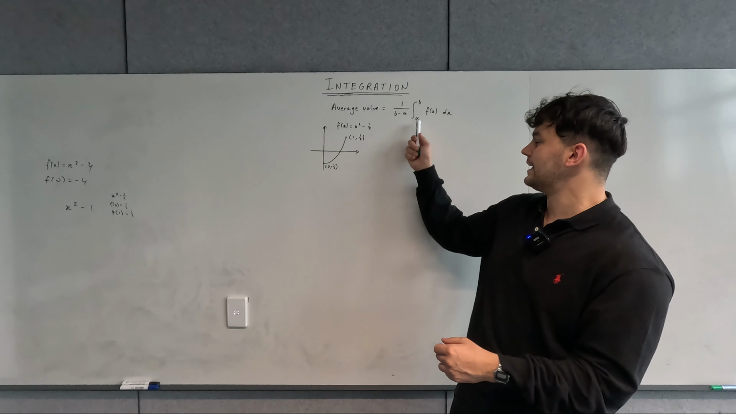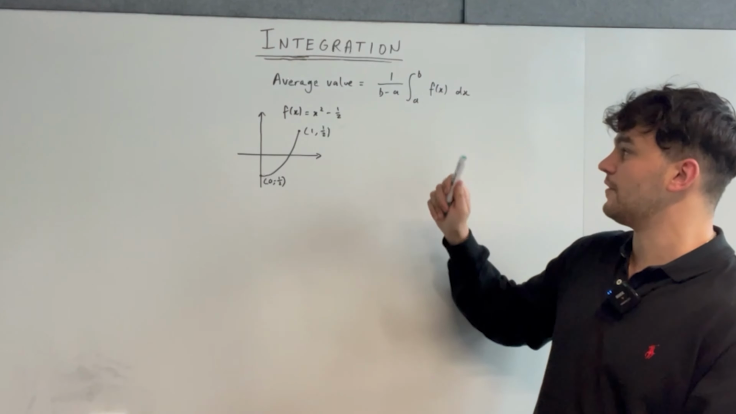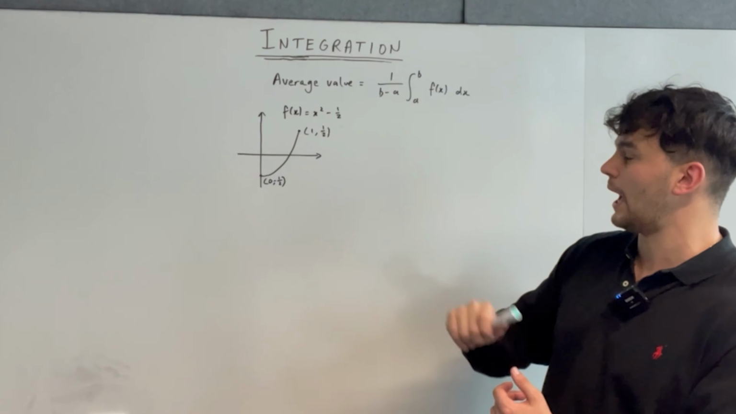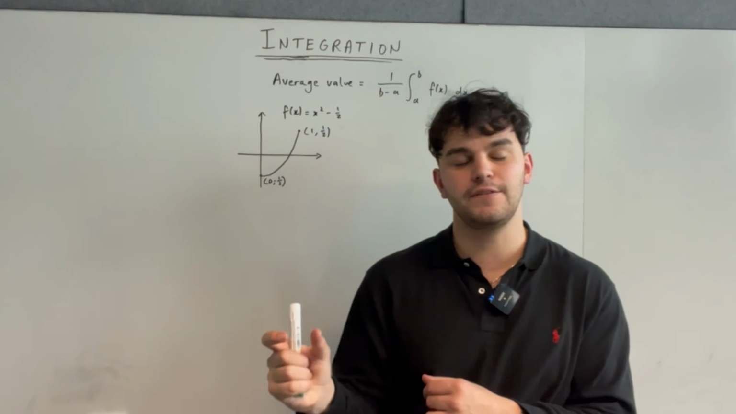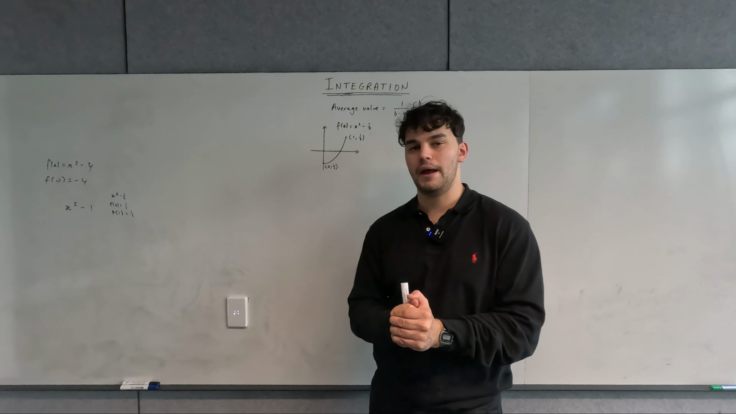So the formula for it is the definite integral of the function from a to b, a lower bound, b upper bound, but then we divide by the difference between the lower and the upper bound.